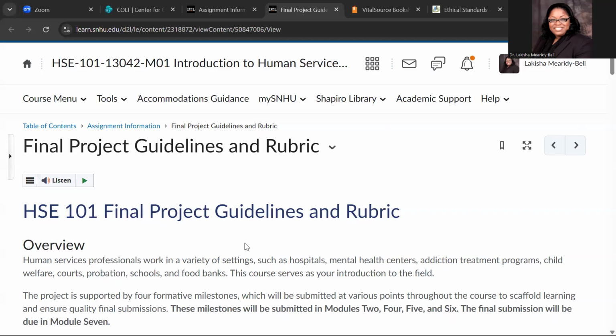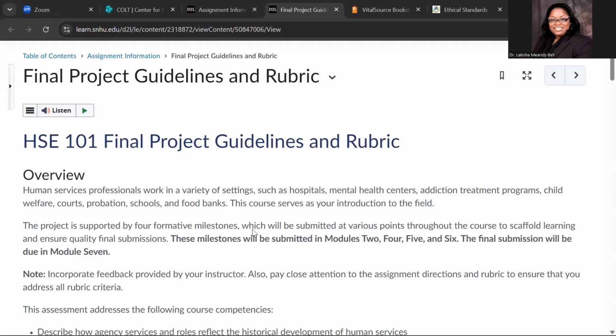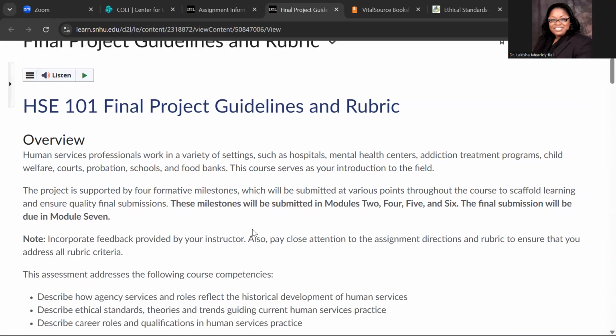is about an agency exploration. If we take a look at it, you're going to find that it gives an overview about the human service profession and how you can work in a variety of settings as a human service professional. It revisits examples such as hospitals, mental health centers, addiction treatment programs, child welfare courts, probation, schools, and food banks. However, I want to share this disclaimer.